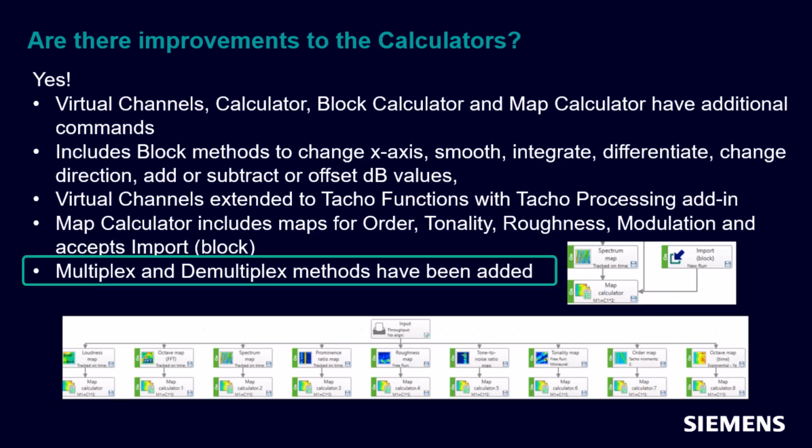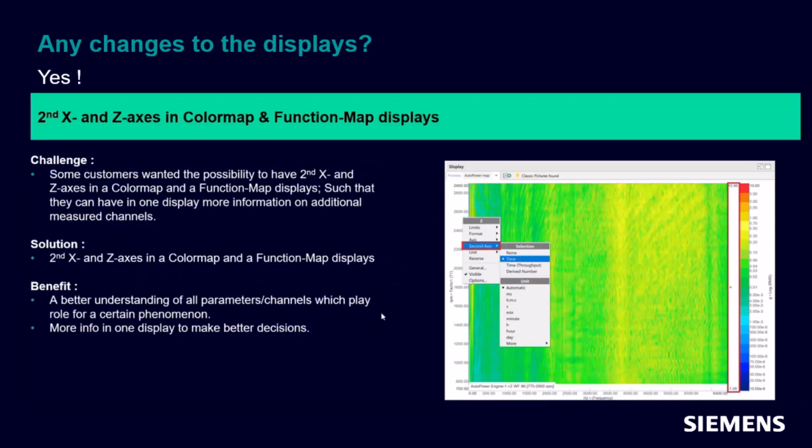We've also added dedicated multiplex and demultiplex methods. So if you have two microphones and you want to combine them into a single channel with a left and right ear, we can multiplex it. If you've got a channel that has a left and right ear, we can demultiplex it if you want two separate channels. We've also added some changes to the displays.